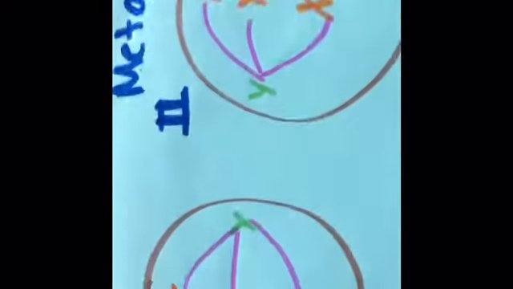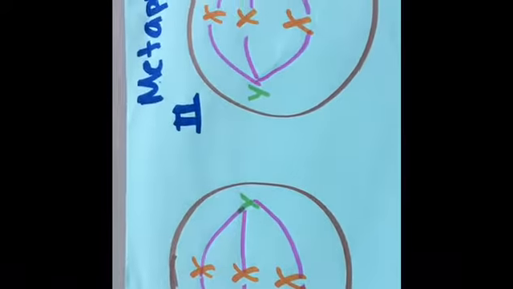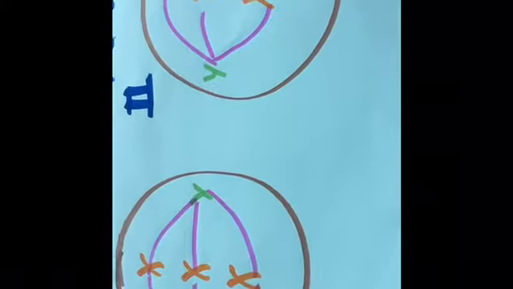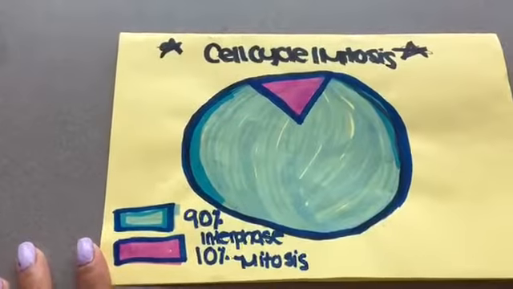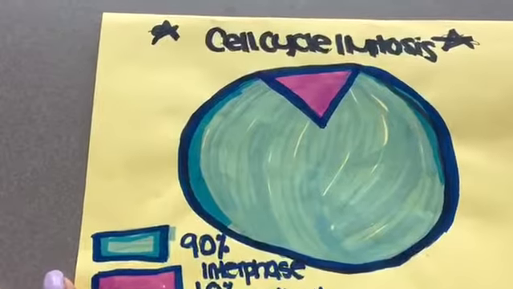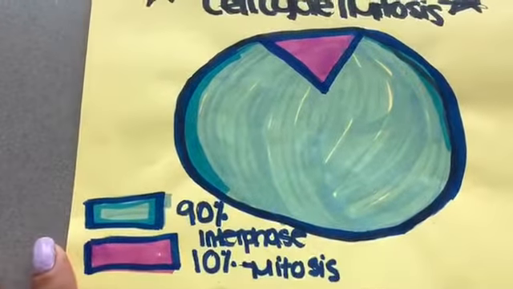This is prophase 2. During this phase, chromosomes are condensing. This is metaphase 2. During this, the chromosomes are in a straight line. 90% is actually interphase and 10% is only mitosis.